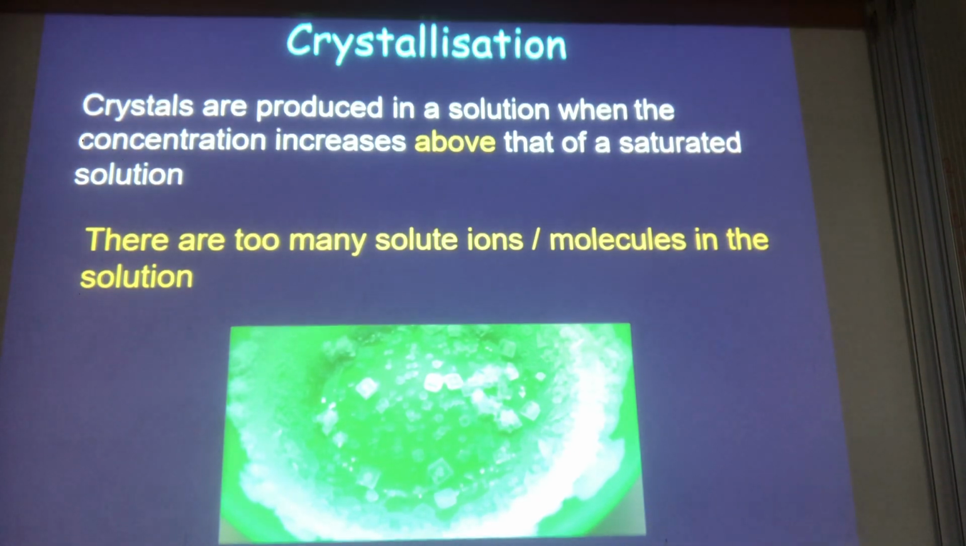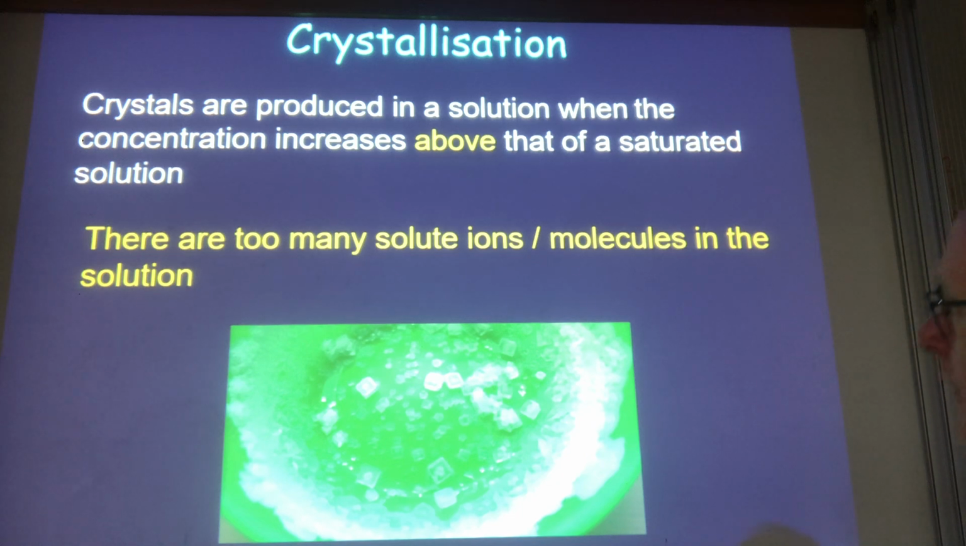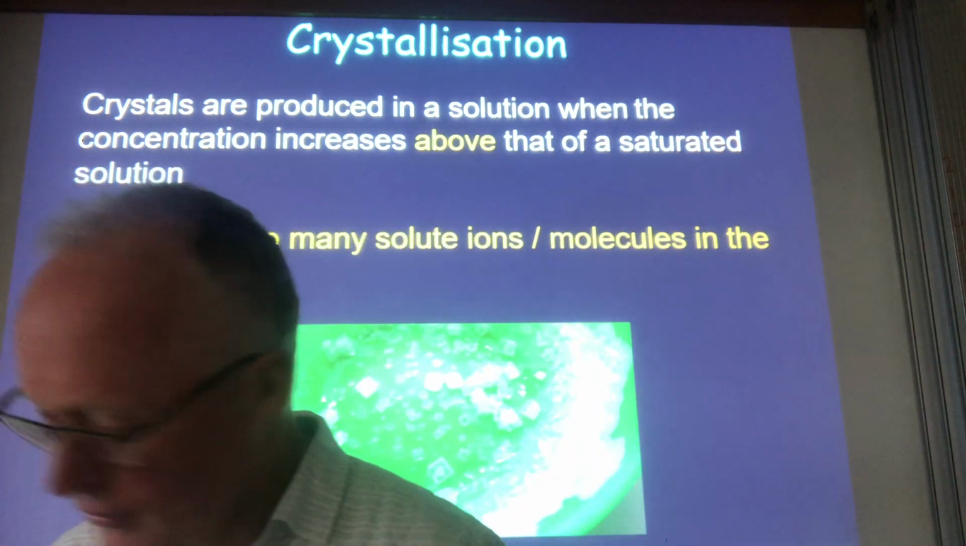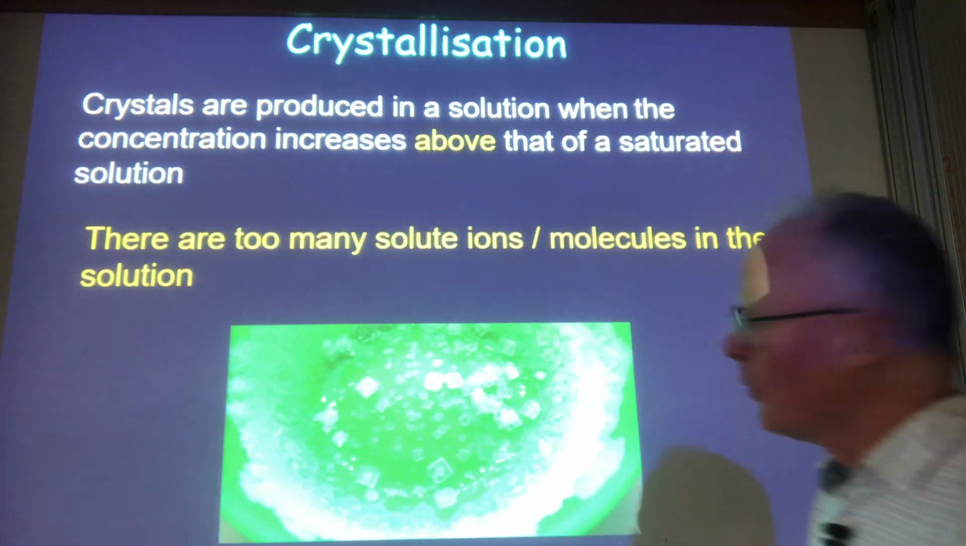Today we do just a little bit on crystallisation, when ionic compounds come out of solution and form crystals. That happens usually when you cool down a saturated solution and too many solute ions or molecules are in solution, so they've got to come out of solution, and they do so by forming crystals. You may have done something on this earlier in the year, but just to go over the most important points.